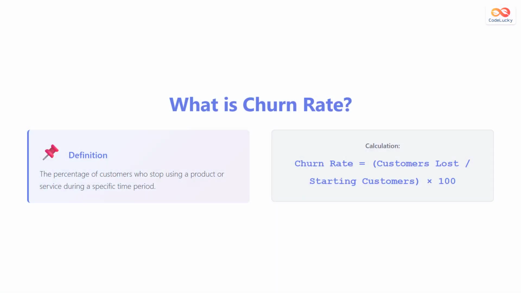Let's start with the basics. Churn rate is the percentage of customers who stop using your product or service during a specific time period. For example, if you started the month with 100 customers and lost 5 of them by the end of the month, your monthly churn rate would be 5%. The formula is straightforward. Divide the number of customers lost by the starting number of customers, then multiply by 100 to get the percentage.